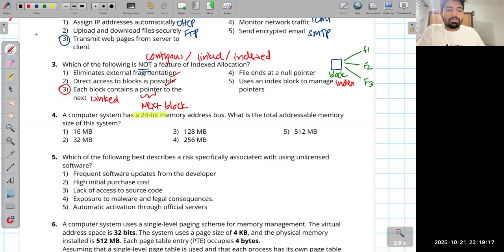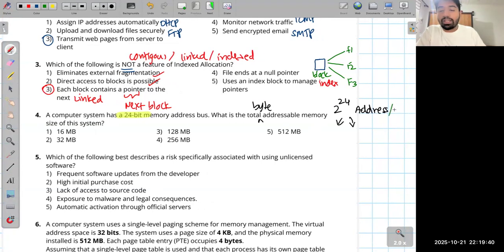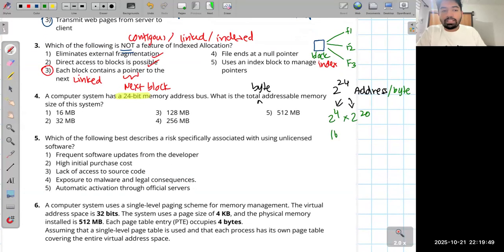What is the total size about in there? I guess it is byte addressable. What addressable has not been given. Maybe we'll assume byte addressable. 2 to the power 24 means you will have 2 to the power 24 addresses. Using 2 to the power 24, you can have 2 to the 24 addresses, and each address is a byte. 2 to the power 4 into 2 to the power 20, 16 MB.